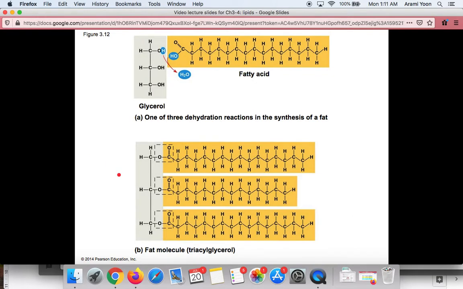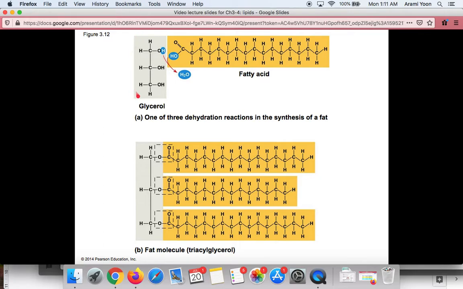The defining characteristic of lipids is the presence of hydrocarbons. So a hydrocarbon is just any molecule that is mostly carbons and hydrogens, and that's pretty much it. Now you'll see with this fatty acid, you do have a carboxyl group here, the C double bond O OH, but the rest of it is just carbon and hydrogen.